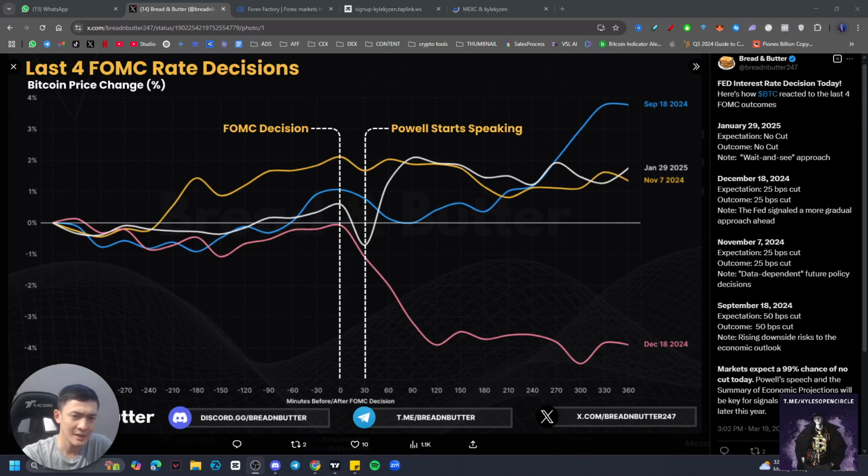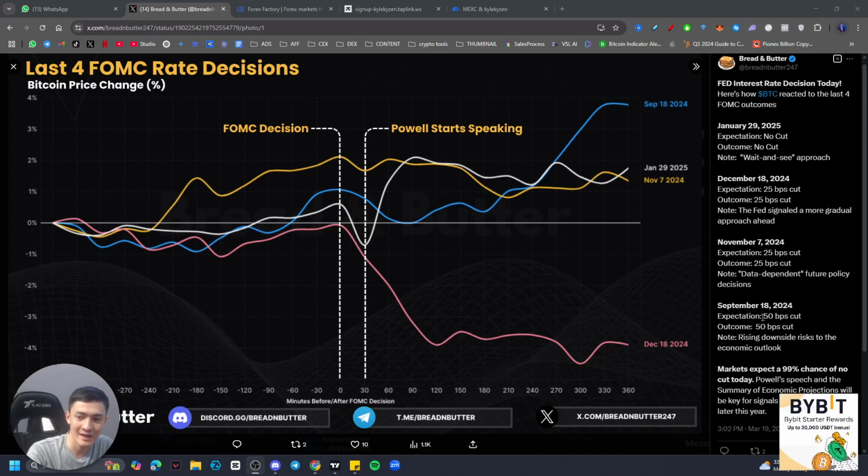Okay, so malam ni ada news sangat-sangat penting, which is the FOMC rate decision, and you can see dalam chart ini kita boleh tengok apakah pergerakan Bitcoin selepas the previous 4 FOMC rate decisions. So kita boleh tengok September 18, 2024. Okay, which is this blue line here.